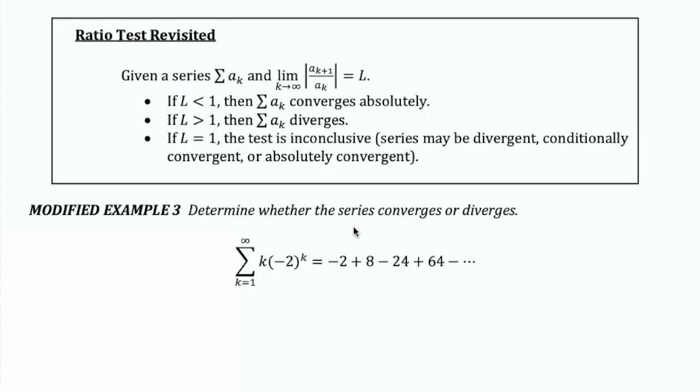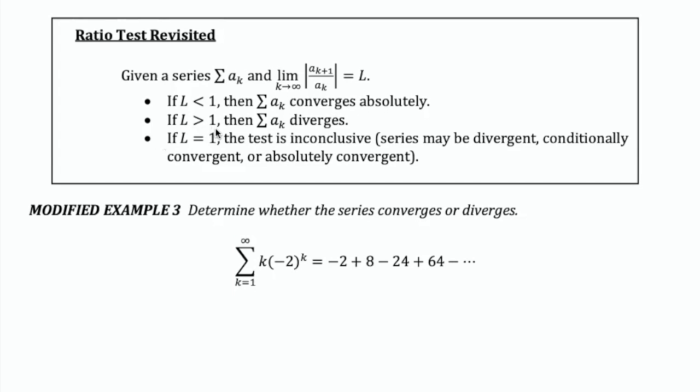When we have a series that has alternating signs, we're frequently going to compare that to the related series created by taking the absolute value. So we can revisit our ratio test and get a little bit more specific now. If you have a series and its limit, when you take the absolute value of the ratio a sub k plus 1 over a sub k equals L, if L is smaller than 1, your original series will converge absolutely, meaning its absolute value converges as well as the original.